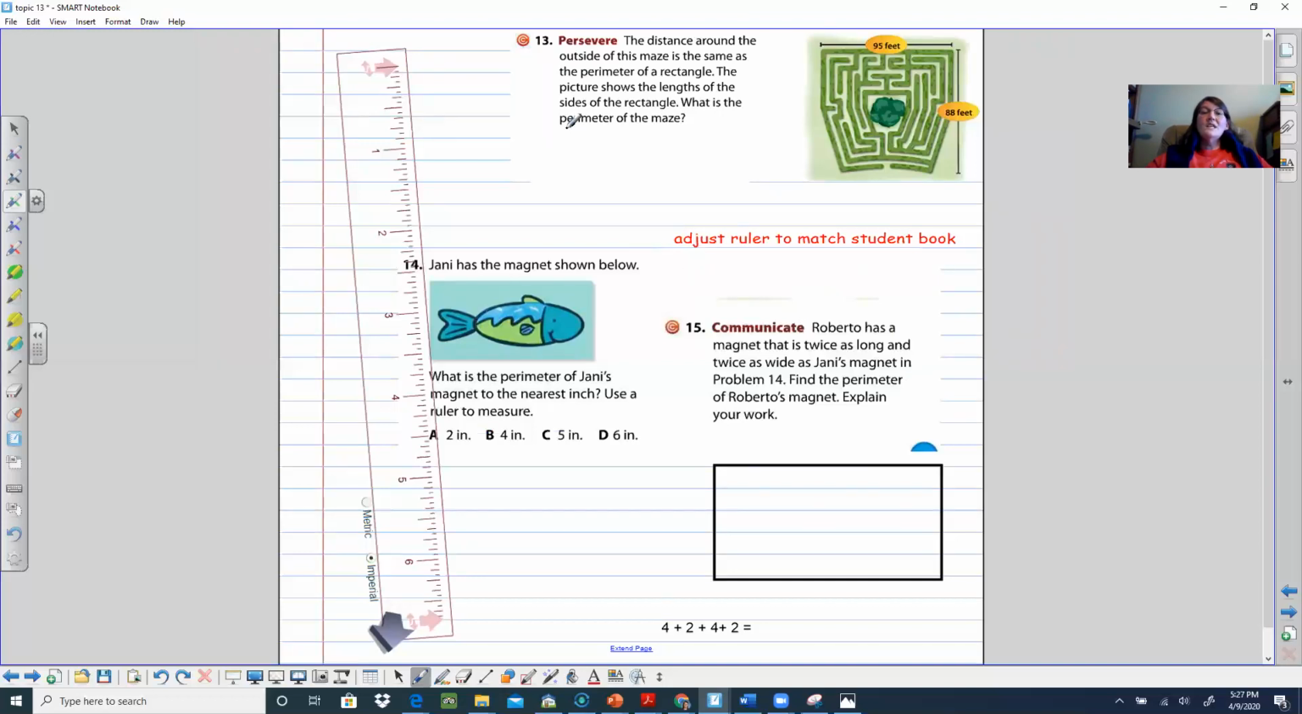Okay, number 13. The distance around the outside of the maze is the same as the perimeter of a rectangle. The picture shows the length of the sides of the rectangle. What is the perimeter of the maze? So if you look really close up here, you'll notice there's 88 and there's 95. Since this is a rectangle, opposite sides are equal in length. So this side is also 88. And this one is also 95. This guy's 95.